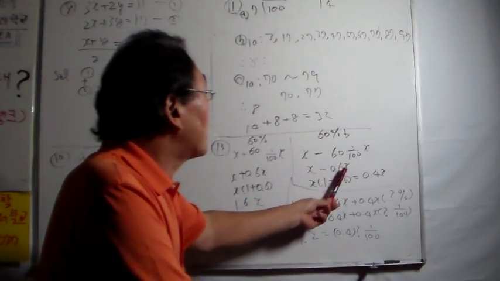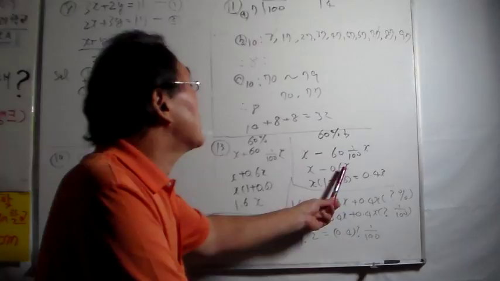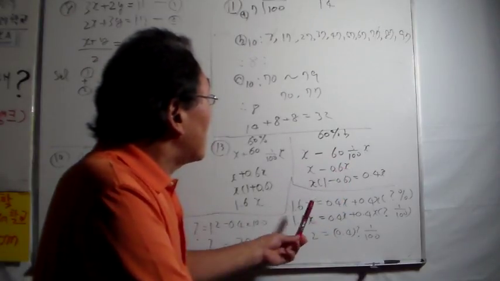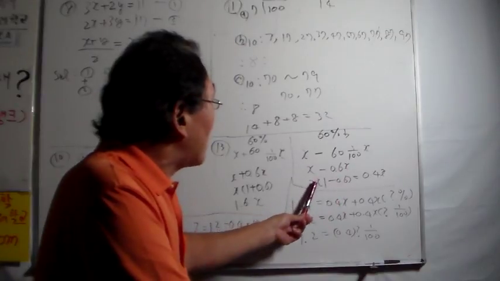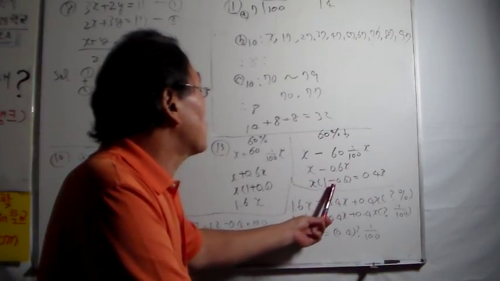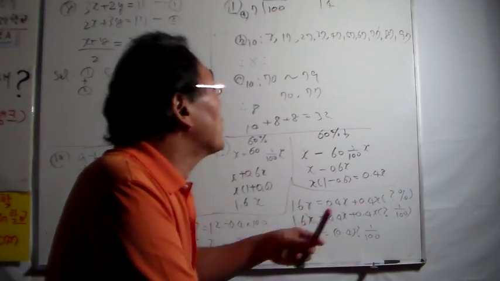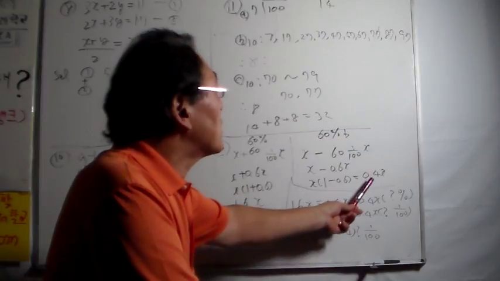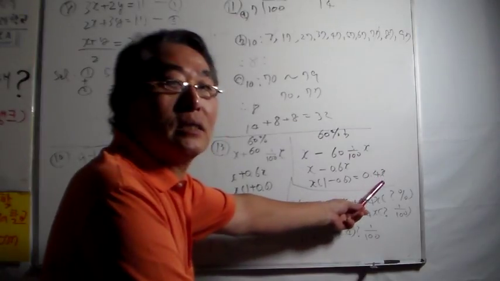So this one is x minus 60 times 1 over 100, which is 0.6x. So x minus 0.6x. Okay, then common factor, I pull out x times 1 minus 0.6, so 0.4x. So the actual price, the mistaken price, is 0.4x.